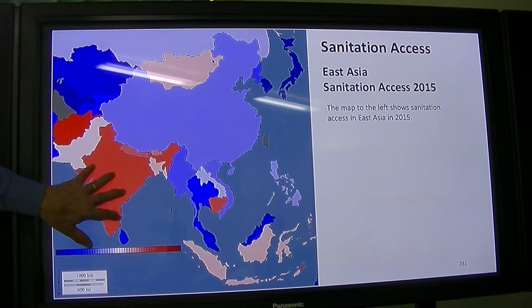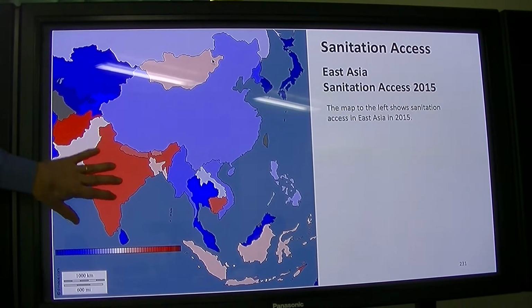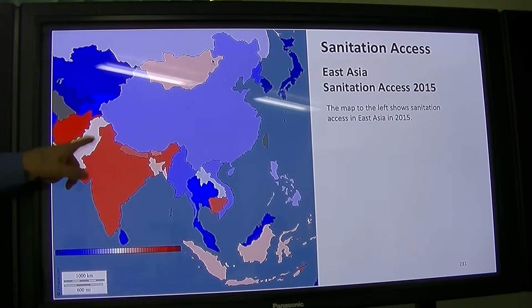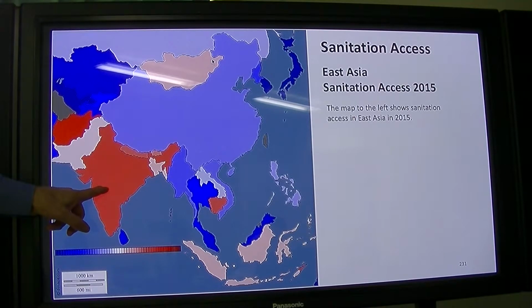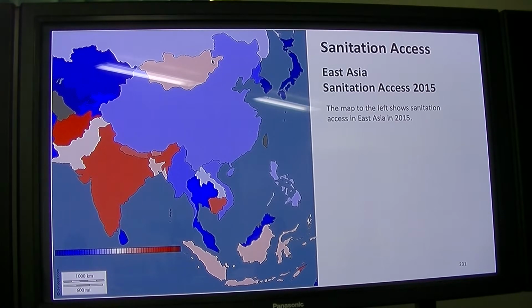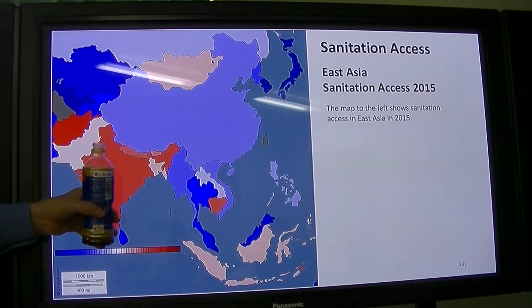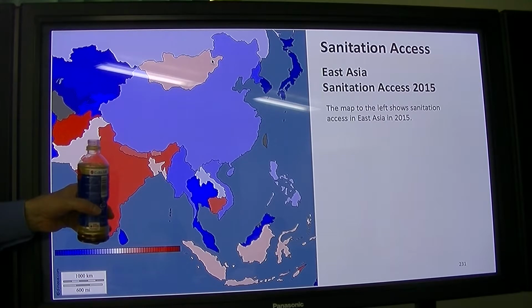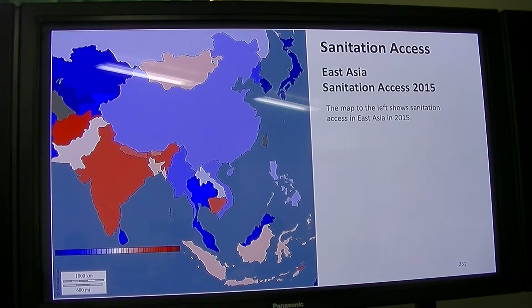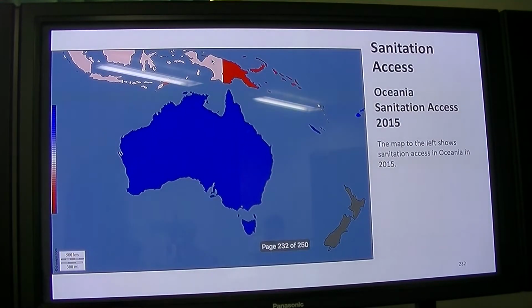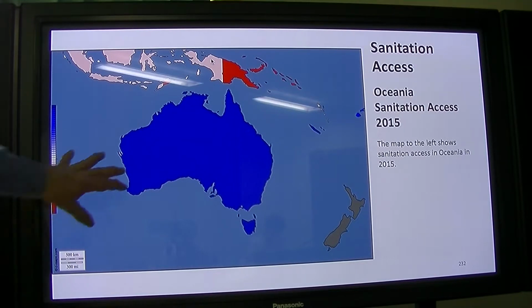Here's the big one, India, though. This is a huge population that's well below average. It's not among the poorest. It's not the poorest country in the world, but when you're talking about 1.4 billion people, this is a lot of people that don't have access to sanitation. This is one of the things that's going to change in this country. This is one of the things, the infrastructure that India needs to construct, is access to sewage and sanitation. That's not surprising.